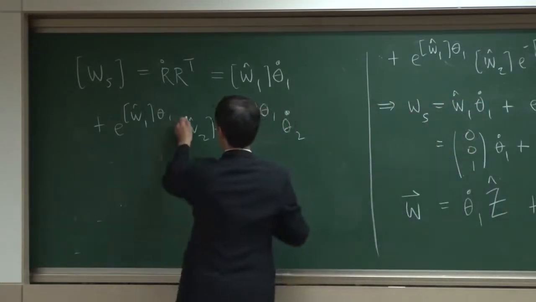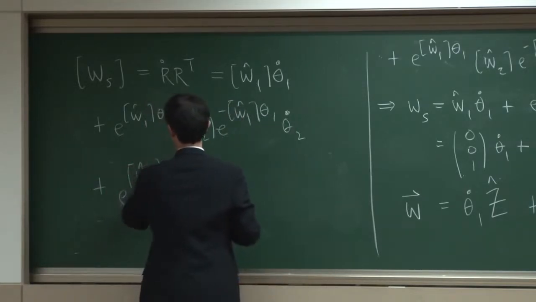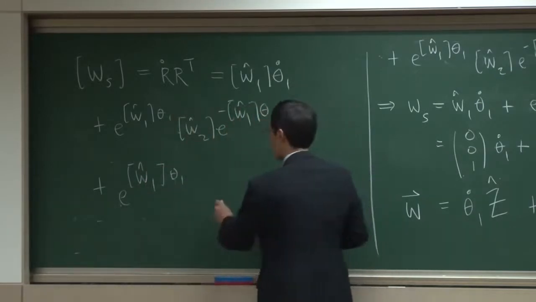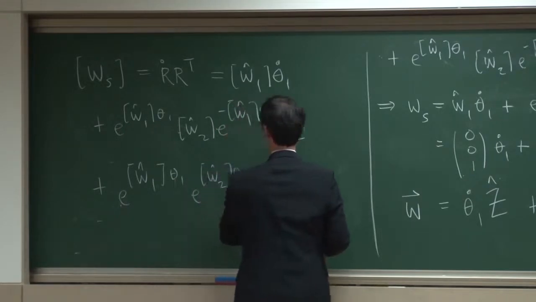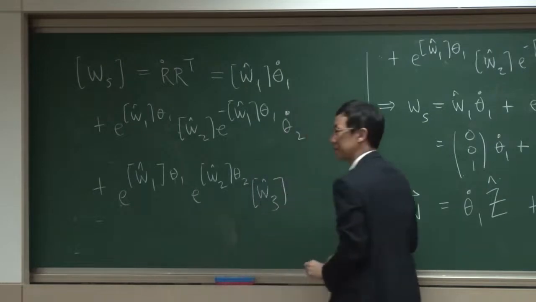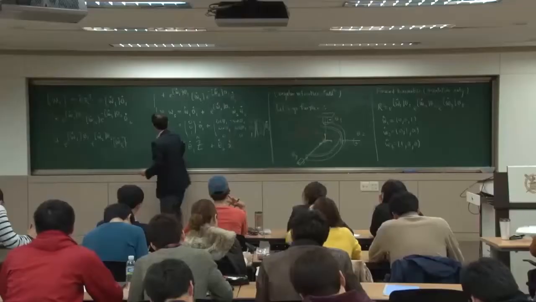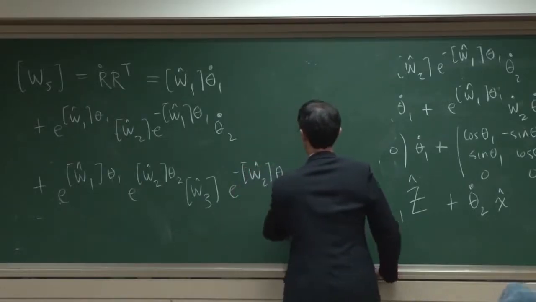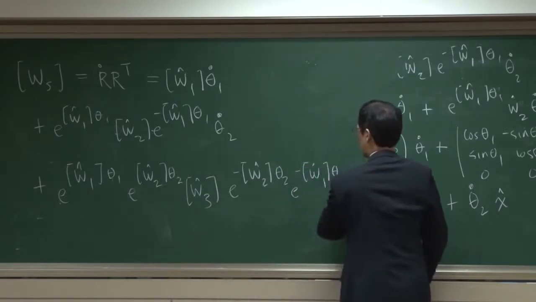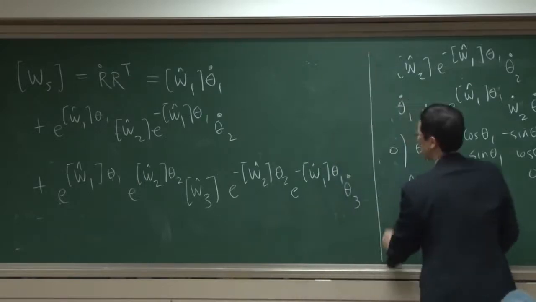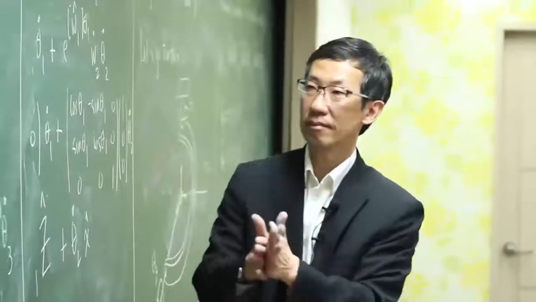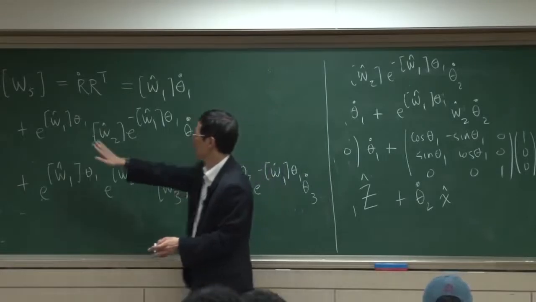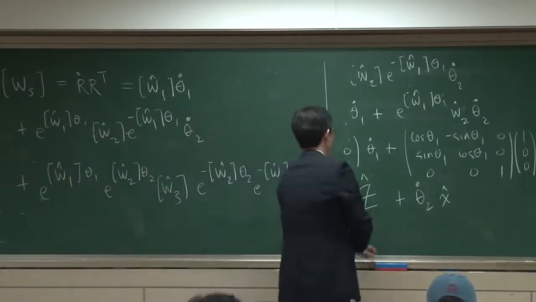This term is going to be e to the omega 1 theta 1, e to the omega 2 theta 2, and then finally an omega 3 in skew symmetric form in the middle. And then on this side we have e to the minus omega 2 theta 2, e to the minus omega 1 theta 1. All this multiplied by theta 3 dot. So this is what we get. It looks a bit messy this way. It gets a little bit simpler if we just write it in vector form. So let's use that trick again. Bring the rotation inside.